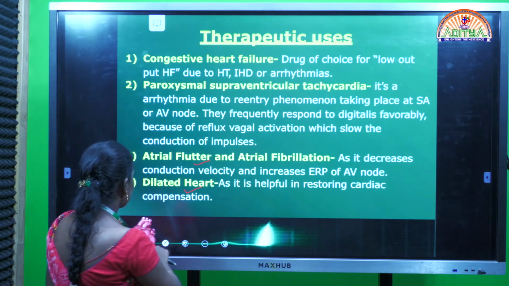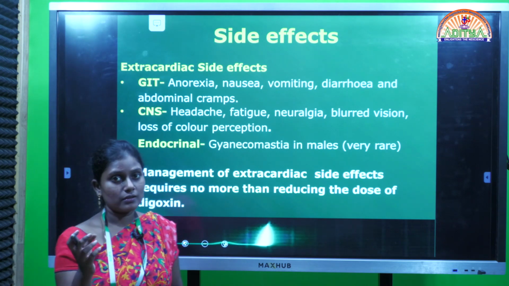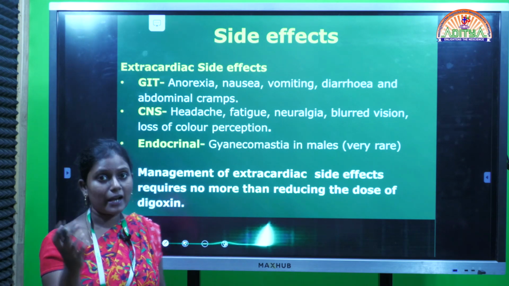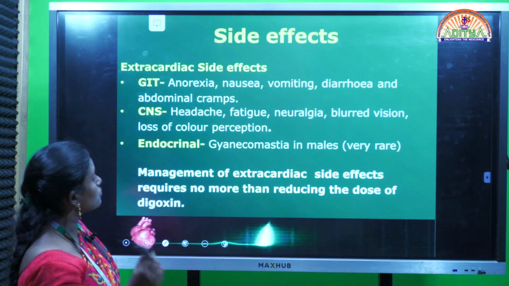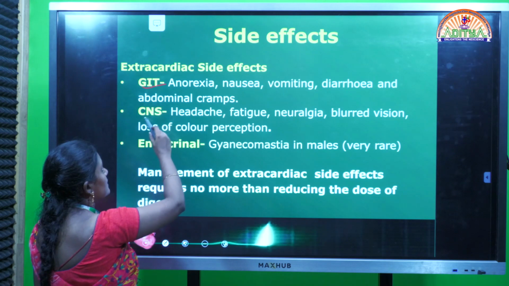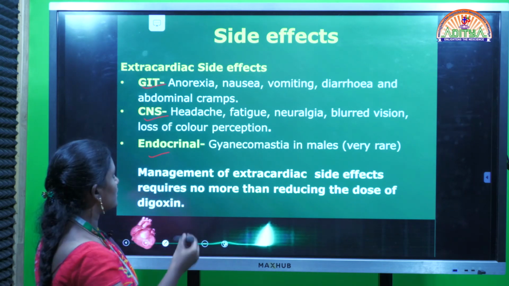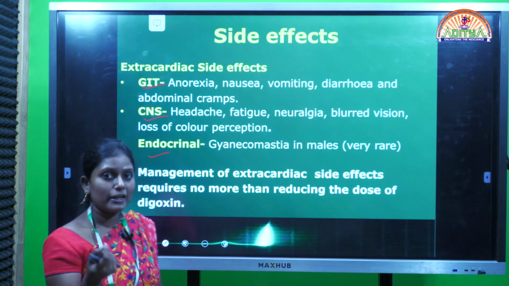Next, coming to side effects. If these inotropic drugs are given in a high dose, the effects are mainly shown on the GIT as well as the CNS and endocrine system. All these systems are especially affected if we give a high dose.